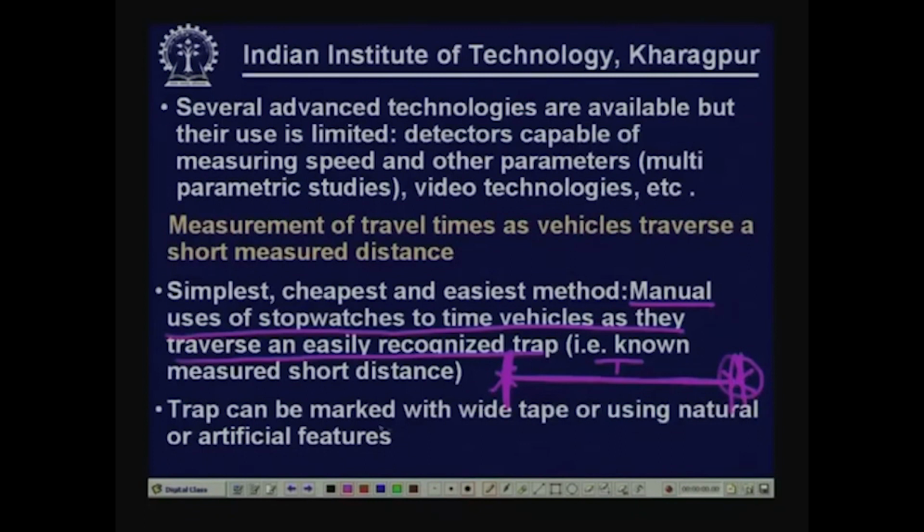Then the trap can be marked with white tapes. On the road you just put maybe two white tapes, so you can easily see them. This is my trap length. Sometimes you can use natural or artificial features, put some cones, or refer to an electric post or maybe a tree which is there.